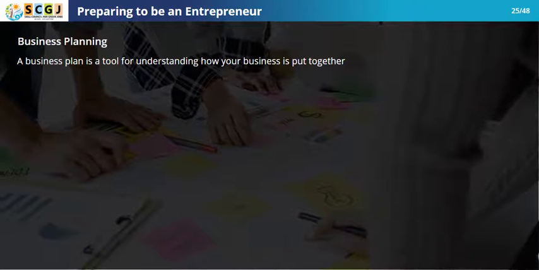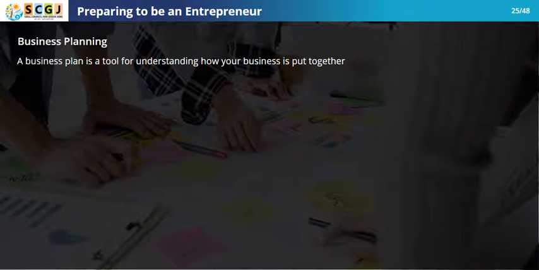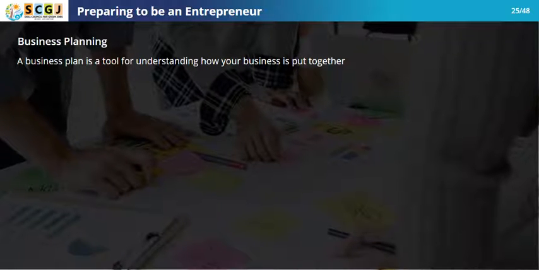A business plan is a tool for understanding how your business is put together and can be used to monitor progress, foster accountability, and control the fate of the business. It usually offers a 3 to 5 year projection and outlines the plan that the company intends to follow to grow its revenues. A business plan is also a very important tool for getting the interest of key employees or future investors.